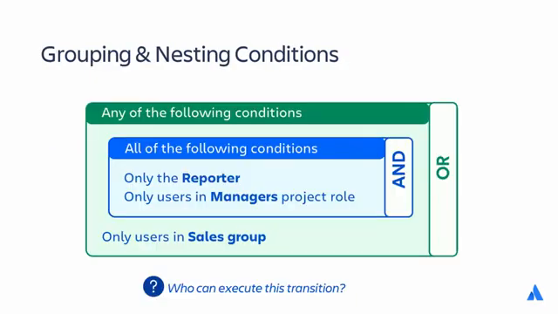You can also satisfy complex requirements by grouping and nesting conditions. And you can toggle the logic for how the conditions in a group are applied between all and any. In a grouping of conditions, either all of the conditions have to be met or any of the conditions have to be met. In this example, the only users who can execute this transition are either the reporter, who is also in the manager's project role, or members of the sales group.